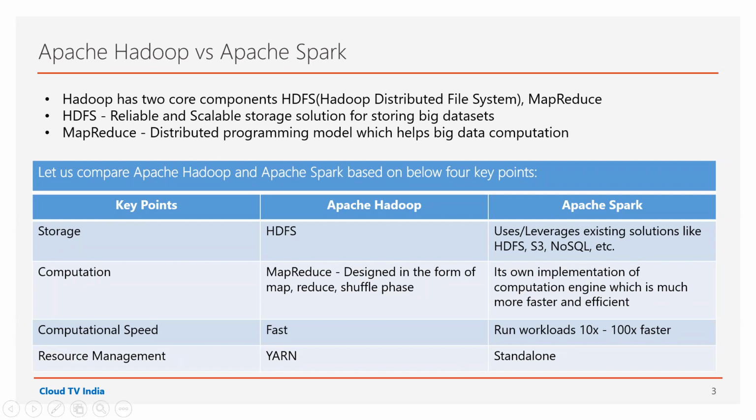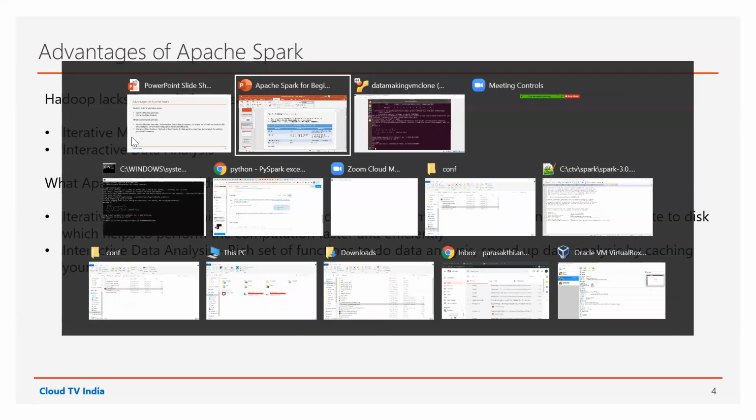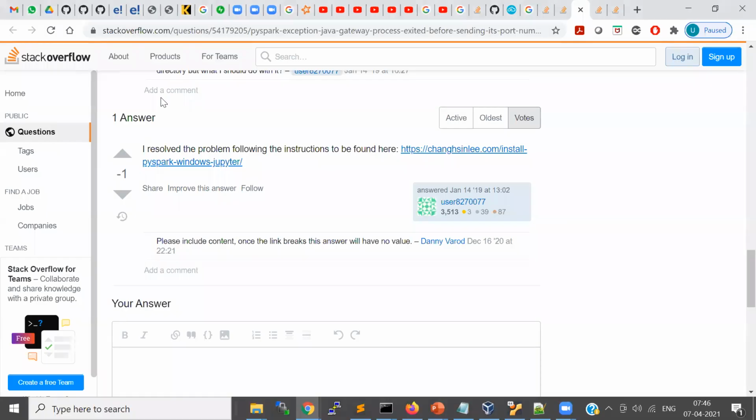For resource management, Hadoop has YARN. Spark has its own standalone resource management component, or module, you can say. Hadoop lacks in two areas, which are iterative machine learning and interactive data analysis. For iterative machine learning, in Hadoop there was a component called Mahout. It is based on MapReduce.